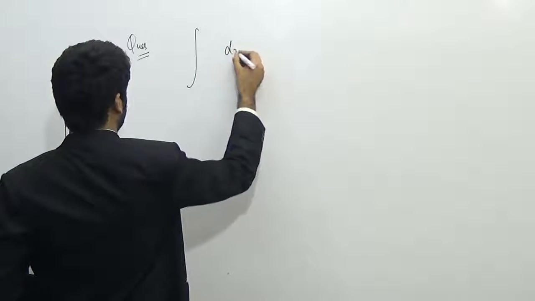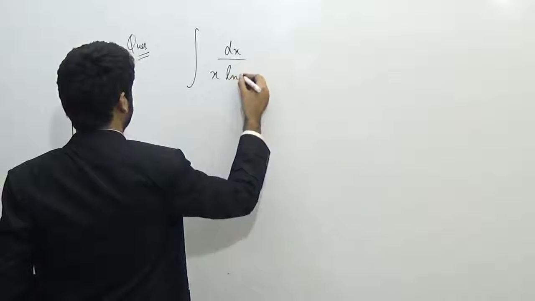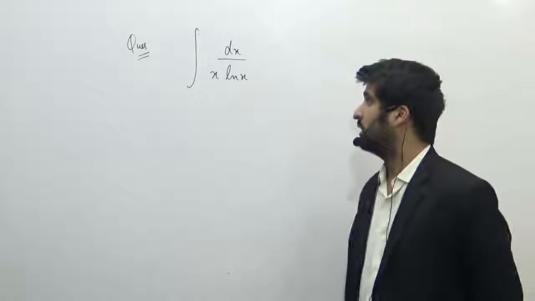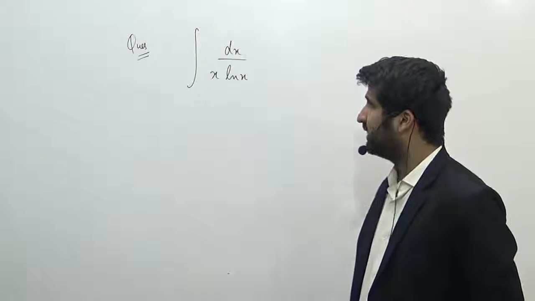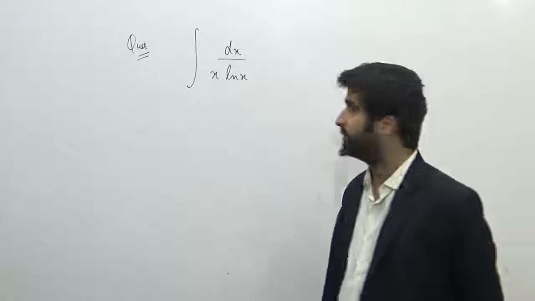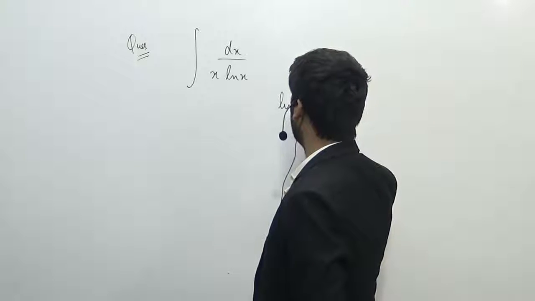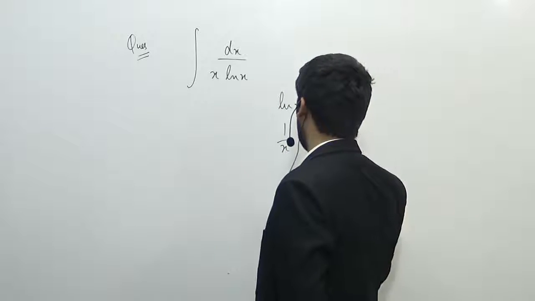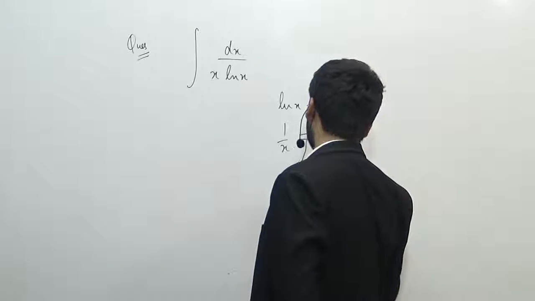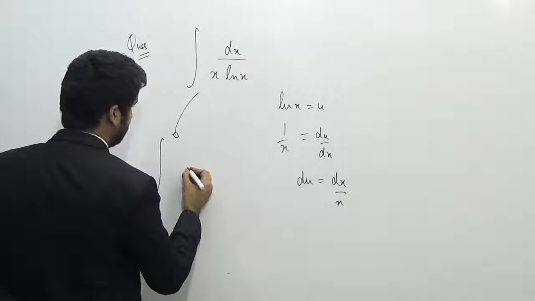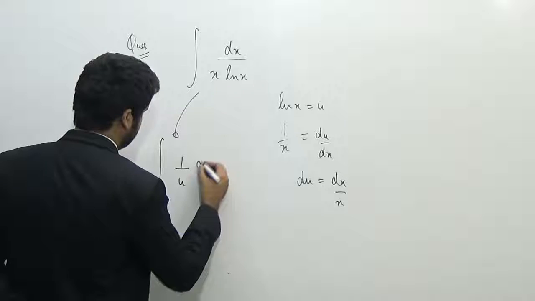Okay, so the next one is again of logarithm, dx upon x ln x. Now this is a very famous problem, just try it out once. Now you have to think about which of the functions should be taken as u. Okay, so here if you substitute ln x is equal to u, you will get 1 upon x is equal to du upon dx. So therefore du can be written as dx upon x, right? So from here I can say that this is nothing but 1 upon u times du.